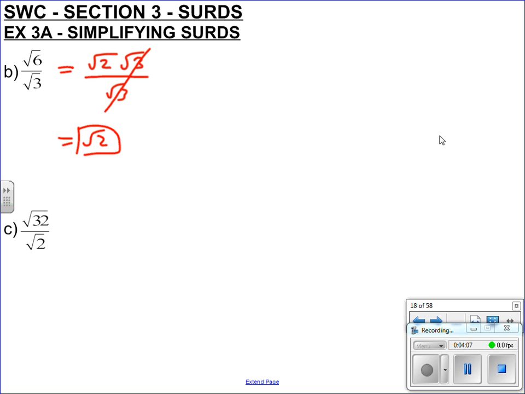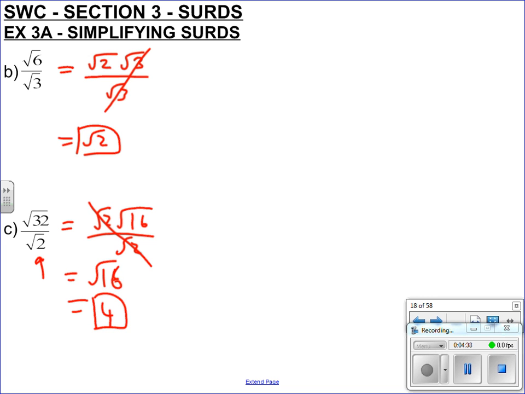Root 32 over root 2, again, you could look at that as root 4 times root 8, or you could look at it like root 2 times root 16. There's no wrong answers here. It's just what's the most efficient way of getting down into those core root surds. The fact this has a root 2 on the bottom, I am going to go for the root 2 times root 16, because that means the root 2 and root 2 are going to cancel. And you know that root 16, the square root of 16, is 4. So there we go.